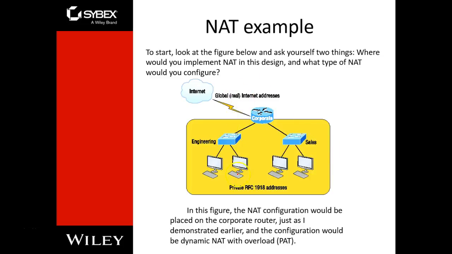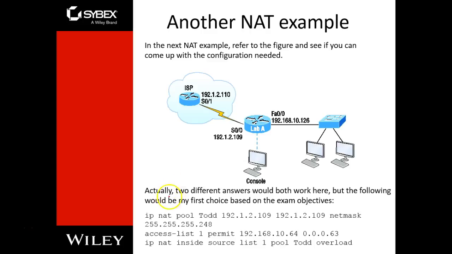The NAT example here uses RFC 1918 addresses, private IP addresses: the 192.168, the 10 addresses, and the 172.16 addresses. In this one, you notice that what he doesn't show here is the actual configuration of the interfaces, which is ip nat inside and ip nat outside.